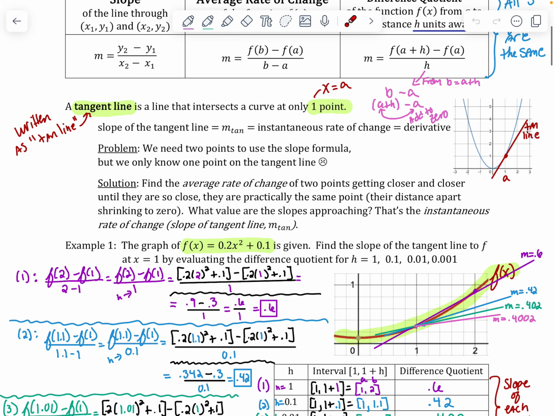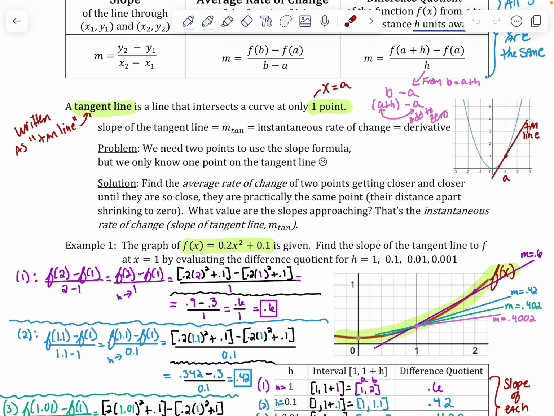But here's our problem. You need 2 points to use the slope formula, or you at least need to know how far away the next point is. And with a tangent line, you don't have a next point away. So what we're going to do is take the information we've already learned in this class with limits, and we are going to find an average rate of change for our second point as it's getting closer and closer to the first point until they're so close, it's basically at the same place.